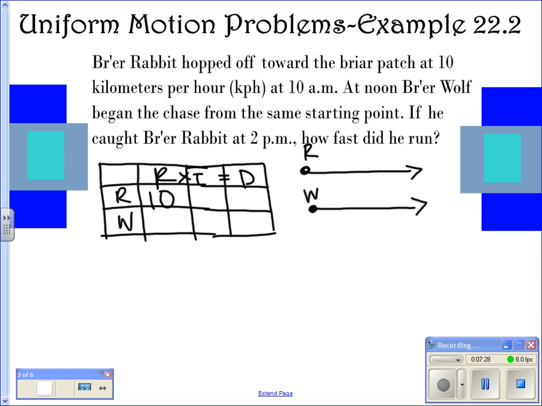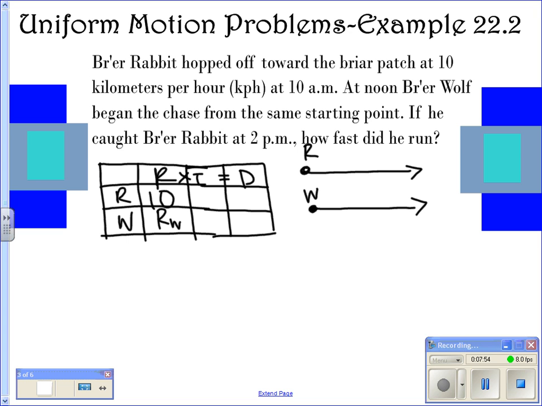Yeah, they started at the same spot. They just started later. Does that make sense? So they went the same distance, right? Do we know how fast the wolf went? So the rate of the wolf is unknown.